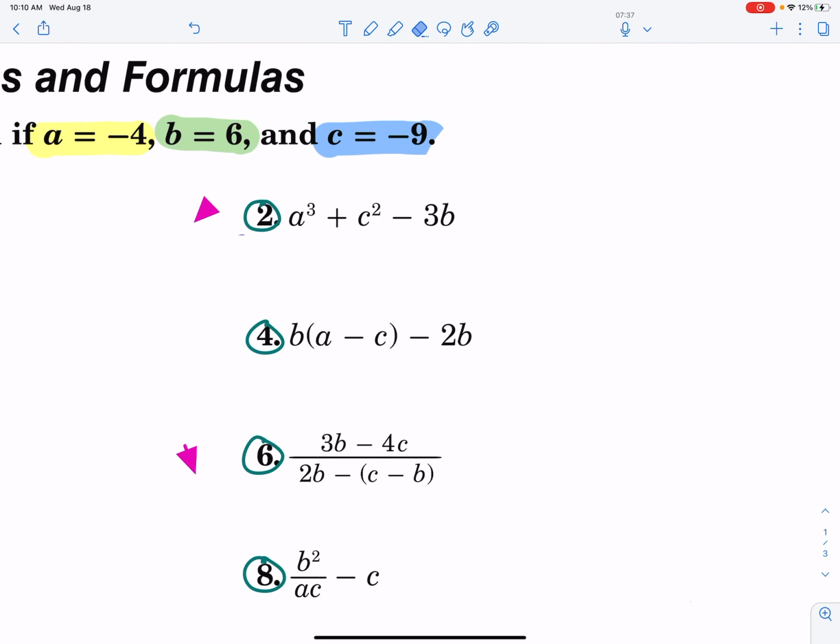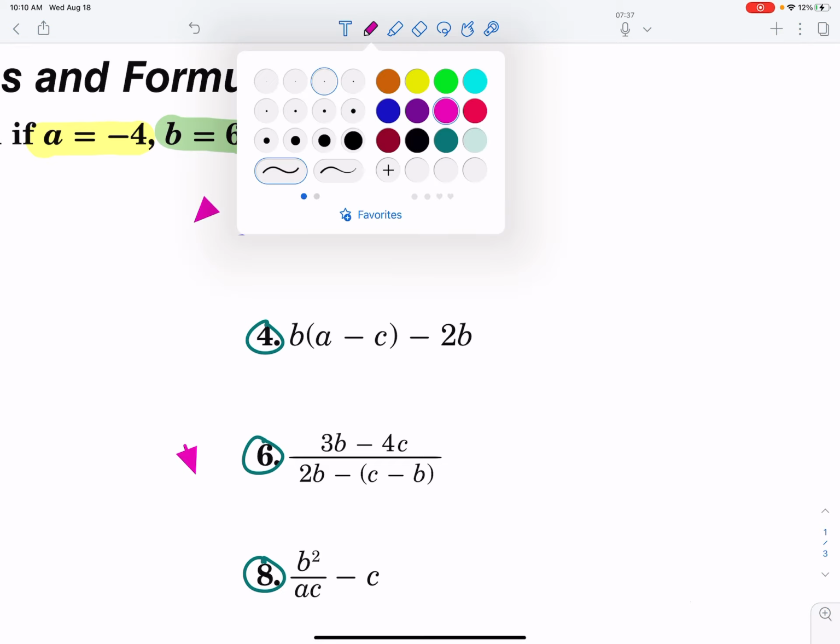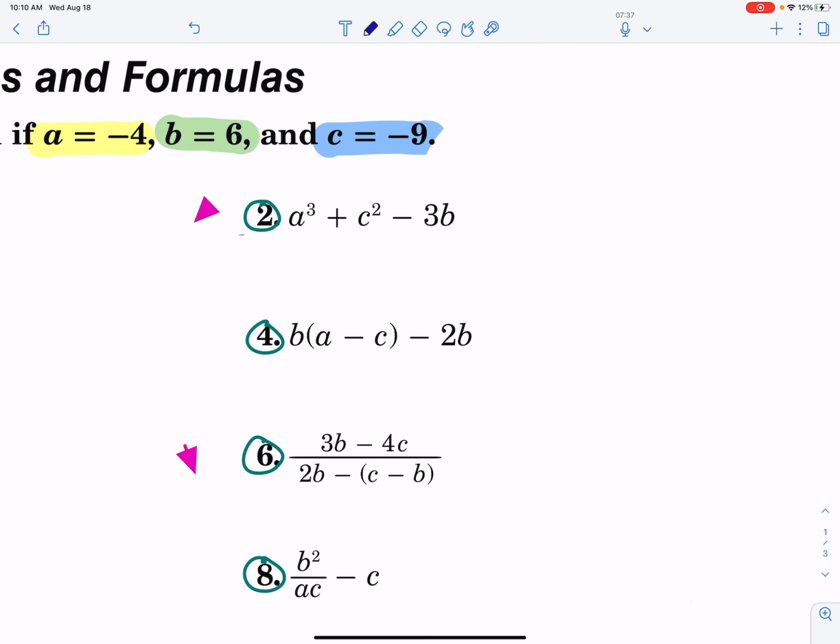So these values that I've highlighted for A, B, and C are going to be important to us because we are going to substitute them in for the unknown values of A, C, and B. So let's get started with this. Let me switch out that pen color. So the first one, for number 2, I am going to have A cubed plus C squared minus 3b. I've taken out those unknown values and just filled them in with an open set of groupings or parentheses so that I can write those values in.